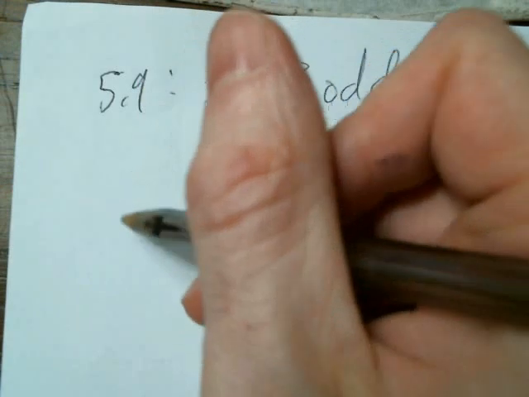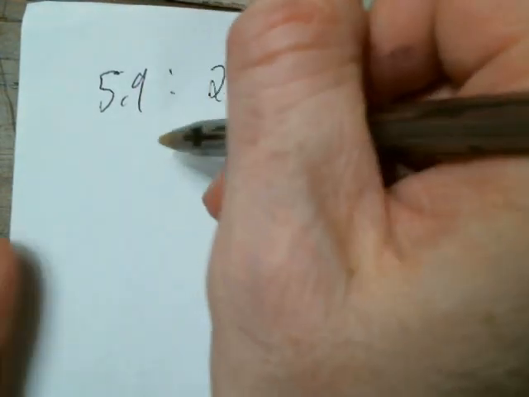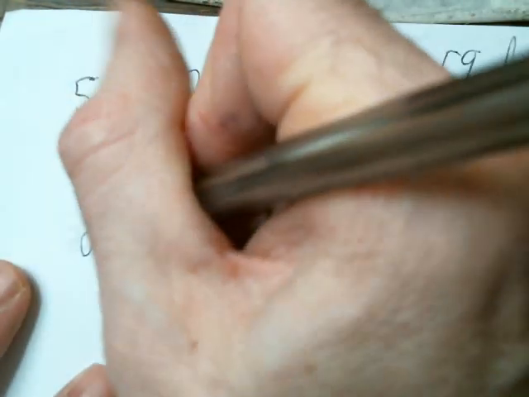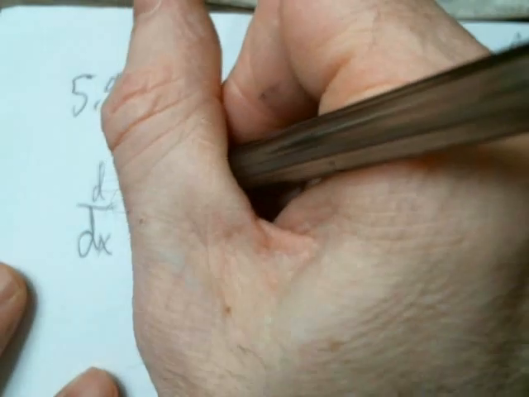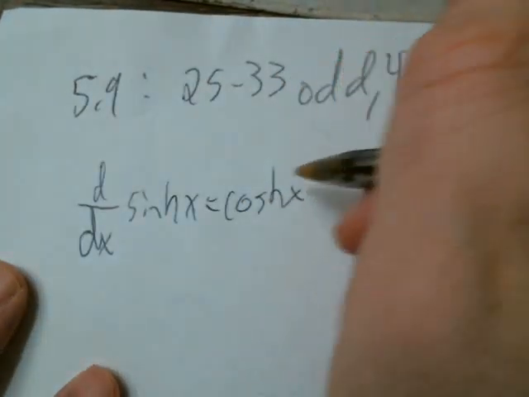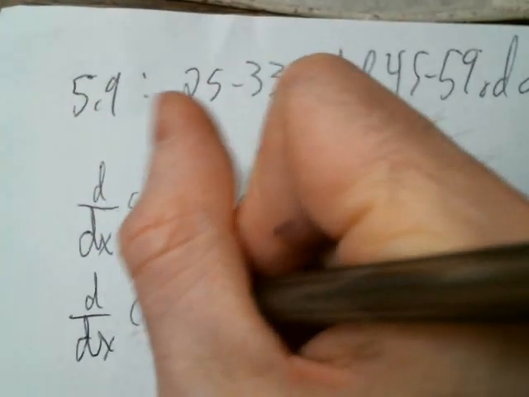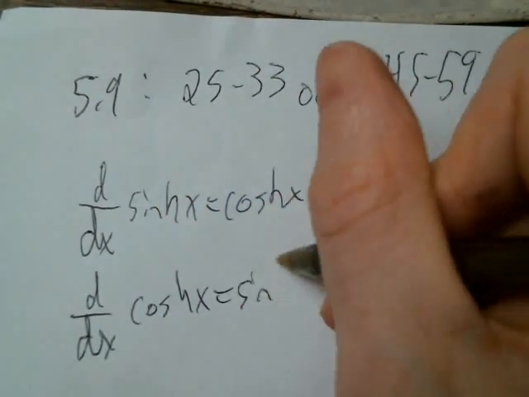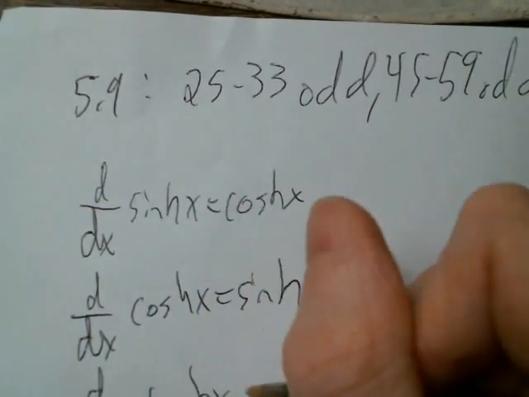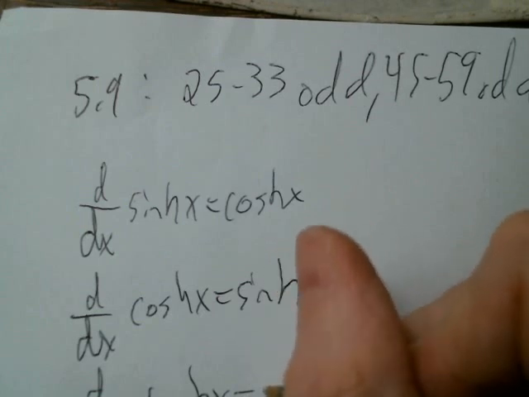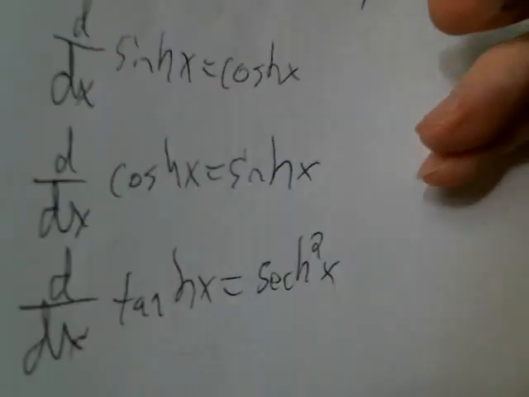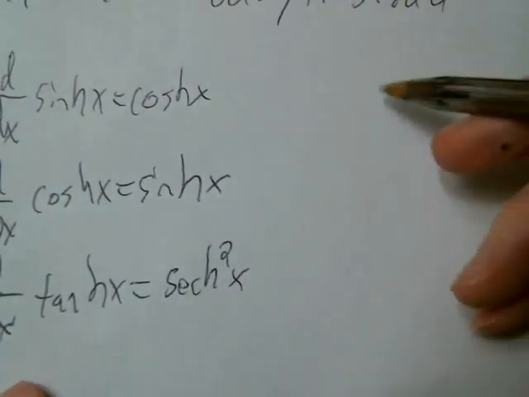So anyways, 5.9, hyperbolics. If you know the derivatives of the trig functions, you should know the derivatives and therefore also the integrals of the hyperbolics. So the derivative of sinh is just cosh. The derivative of cosh is just sinh. The derivative of tanh is just sech squared. So the main difference is the negatives, right?